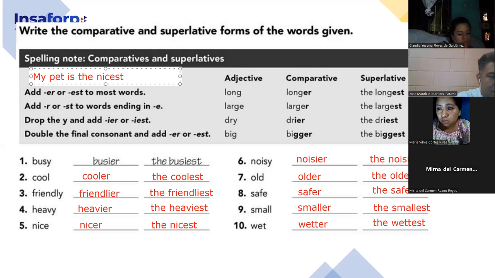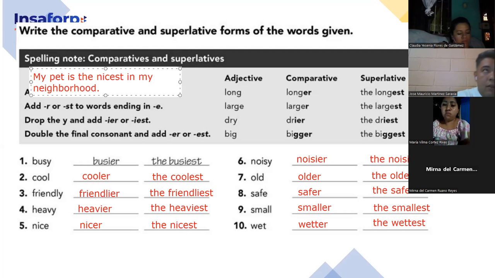My pet is the nicest. And here you need to compare with a group of people, right? My neighbor. Okay. So you can say like that one. My pet is the nicest in my neighborhood. Here, remember your neighborhood is your colonia, right? So you compare it like with that. Thank you so much.